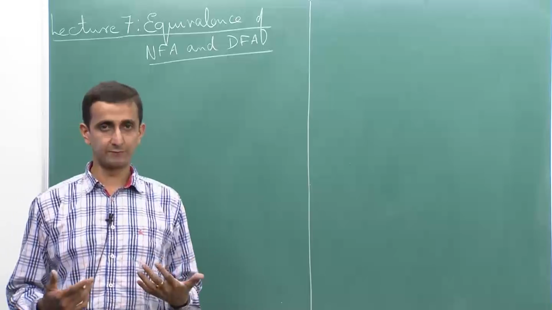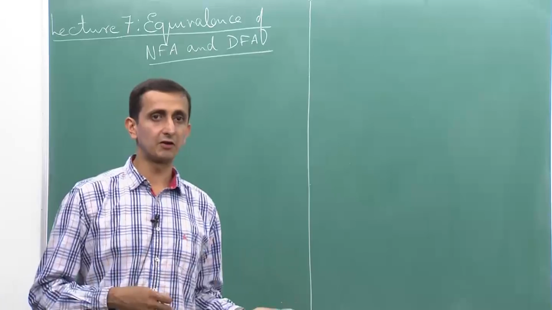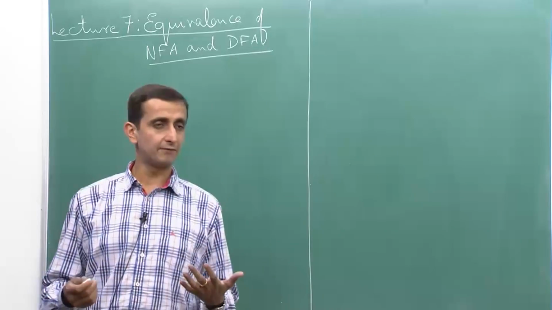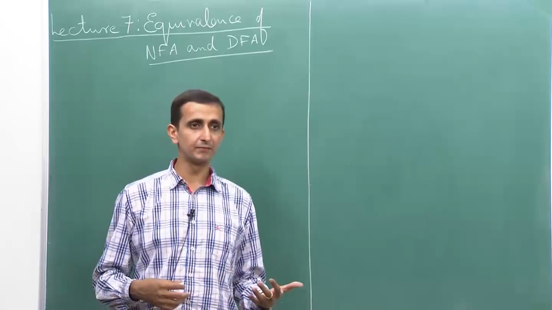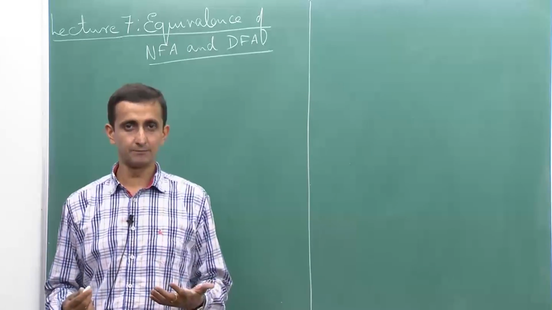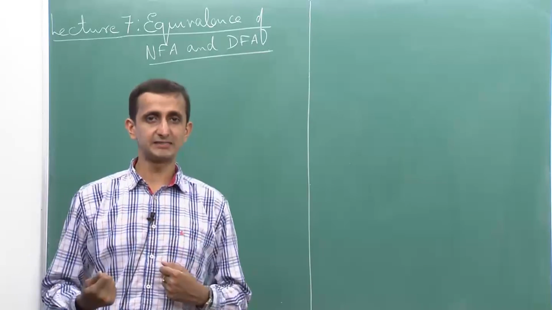But the question is how much extra power does that add, in the sense that whatever languages can be computed by an NFA, can we also construct a DFA for these languages? Of course, whatever a DFA can compute, an NFA can also compute, because a DFA is just a special type of NFA, where we do not use its non-determinism, where from every state comma symbol pair computation goes to a unique state.